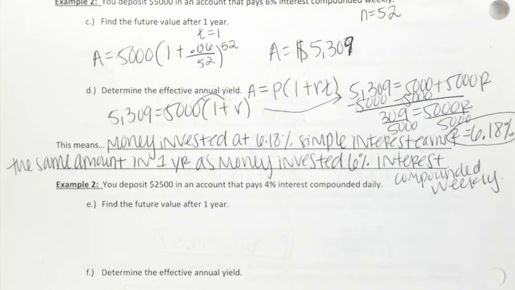So if you wanted to do simple interest, or perhaps your bank only does simple interest, not compound, on your savings, you would get the same amount if your interest rate was 6.18%, as somebody who invested 6% interest compounded weekly. Y'all would get the same amount in 1 year.